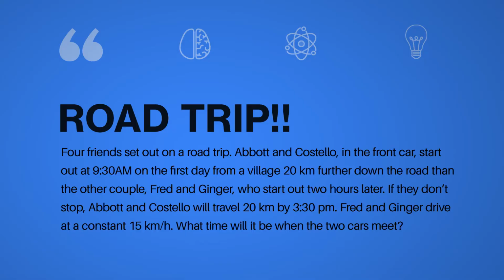Abbott and Costello, well, we're not told how fast their car goes, but what we are told is this. They start in a village 20 kilometres further down the road than Fred and Ginger, and they start earlier. In fact, they start at 9:30 in the morning. We don't know how fast they're going in terms of kilometres per hour. The problem doesn't tell us that. What we are told is that by 3:30 in the afternoon, if they don't stop at all, they will be 40 kilometres down the road, which is to say they've travelled a total of 20 extra kilometres. Fred and Ginger, as we know, set off at 11:30 and they're driving a slightly faster car.